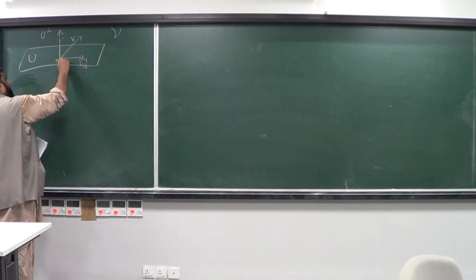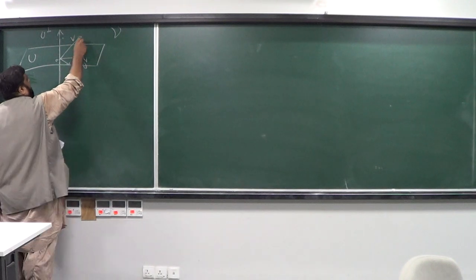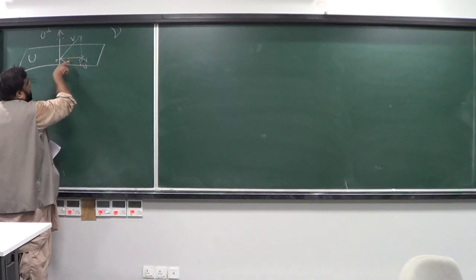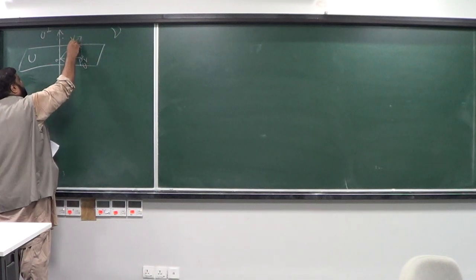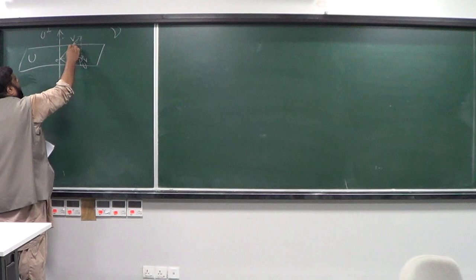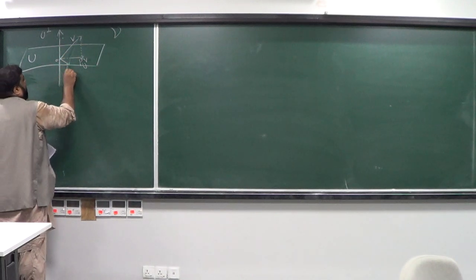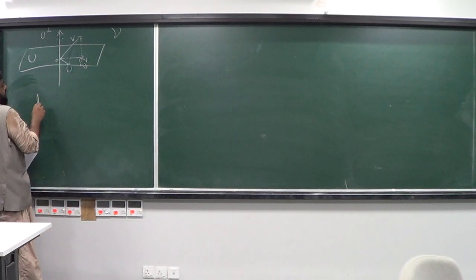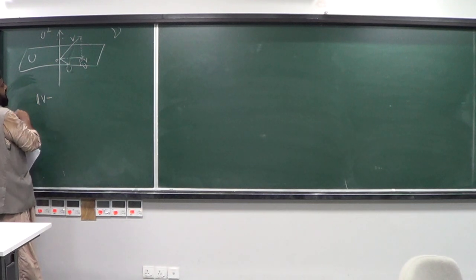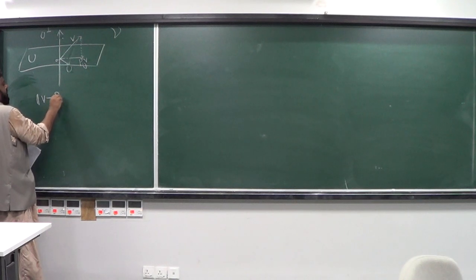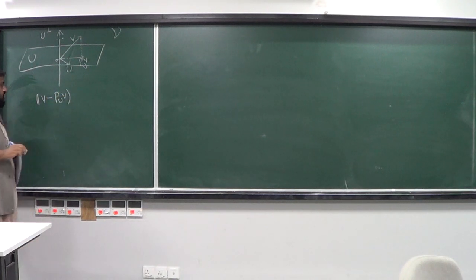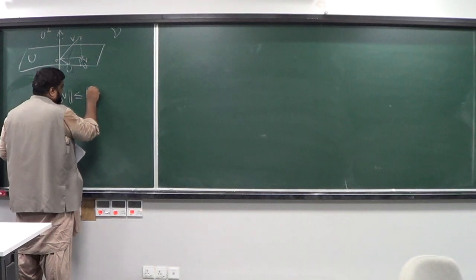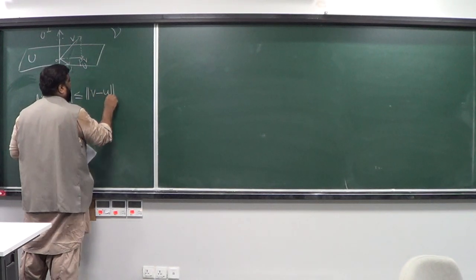So consider any other vector, and consider the distance between the vector V and its orthogonal projection, and the distance between the vector V and any other vector, let's call it U. It turns out that, in the norm of the space, the distance between the vector V and its orthogonal projection onto the subspace U is less than or equal to the distance of V from any other vector U.